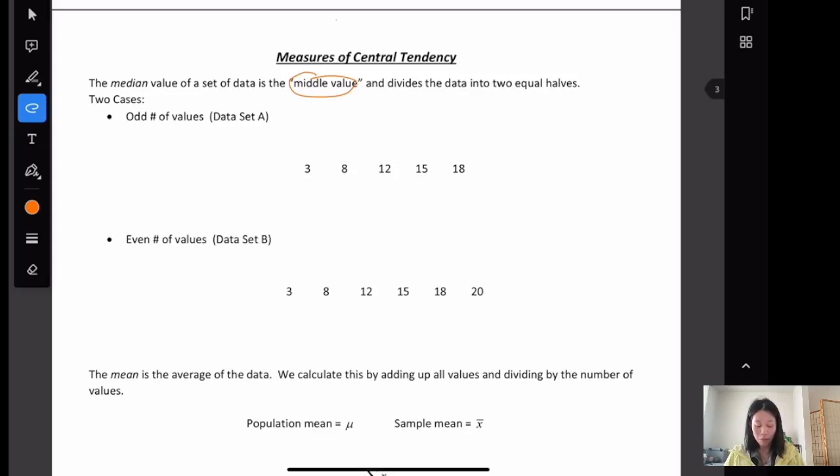For an odd number of values, in data set A, we have 1, 2, 3, 4, 5 data. So our median is going to be the third data. Remember that before you do everything, your first step is to reorder the data.